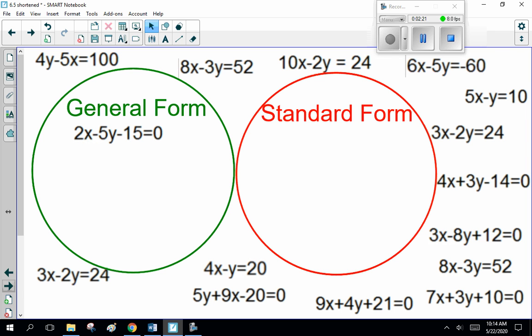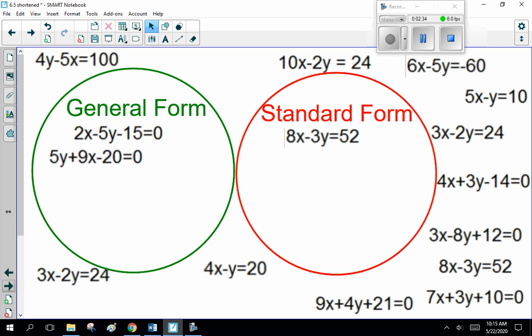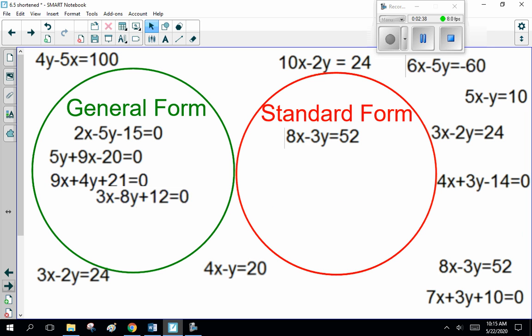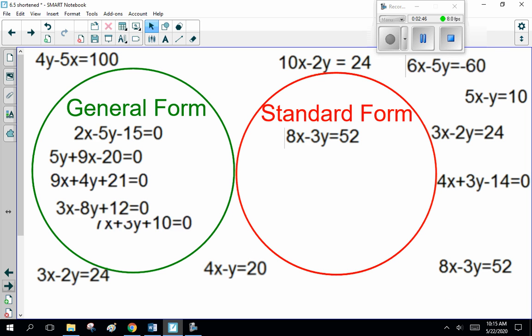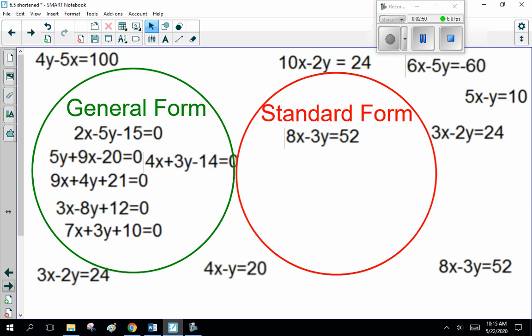What does the standard form look like? x plus y equals some number. Now, can we rearrange this so that we have all of our general forms in the green circle? Yes, this is general form: ax plus by plus c. My apologies, I'm talking to myself. A is the coefficient, the number in front of x. B is the number in front of y, and c is the constant value. So all equals 0. Now, can I cram them all in here? Let's see if I can.